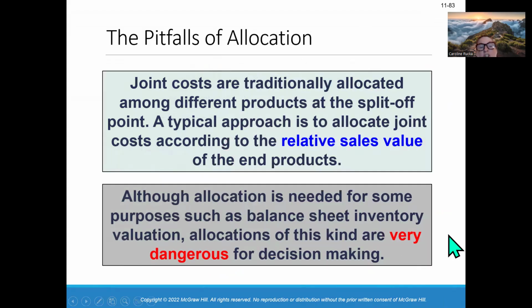All right. So, one of the things that can muddy the water is this allocation of joint costs. One allocation method that we tend to use is the relative sales value of these end products. So we do have to allocate costs for some of our calculations. But it can muddy the waters when it comes to decision making. We just need to be aware of that.